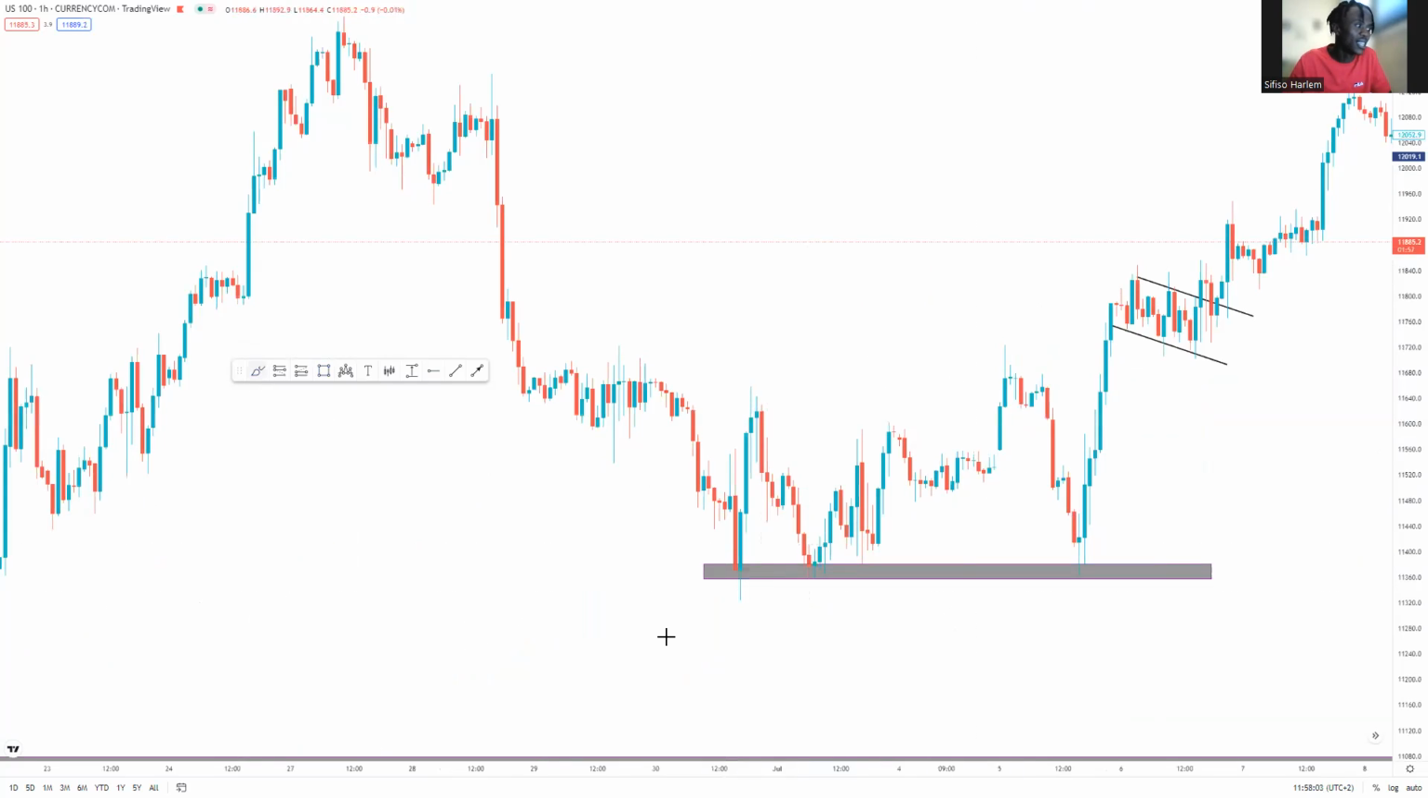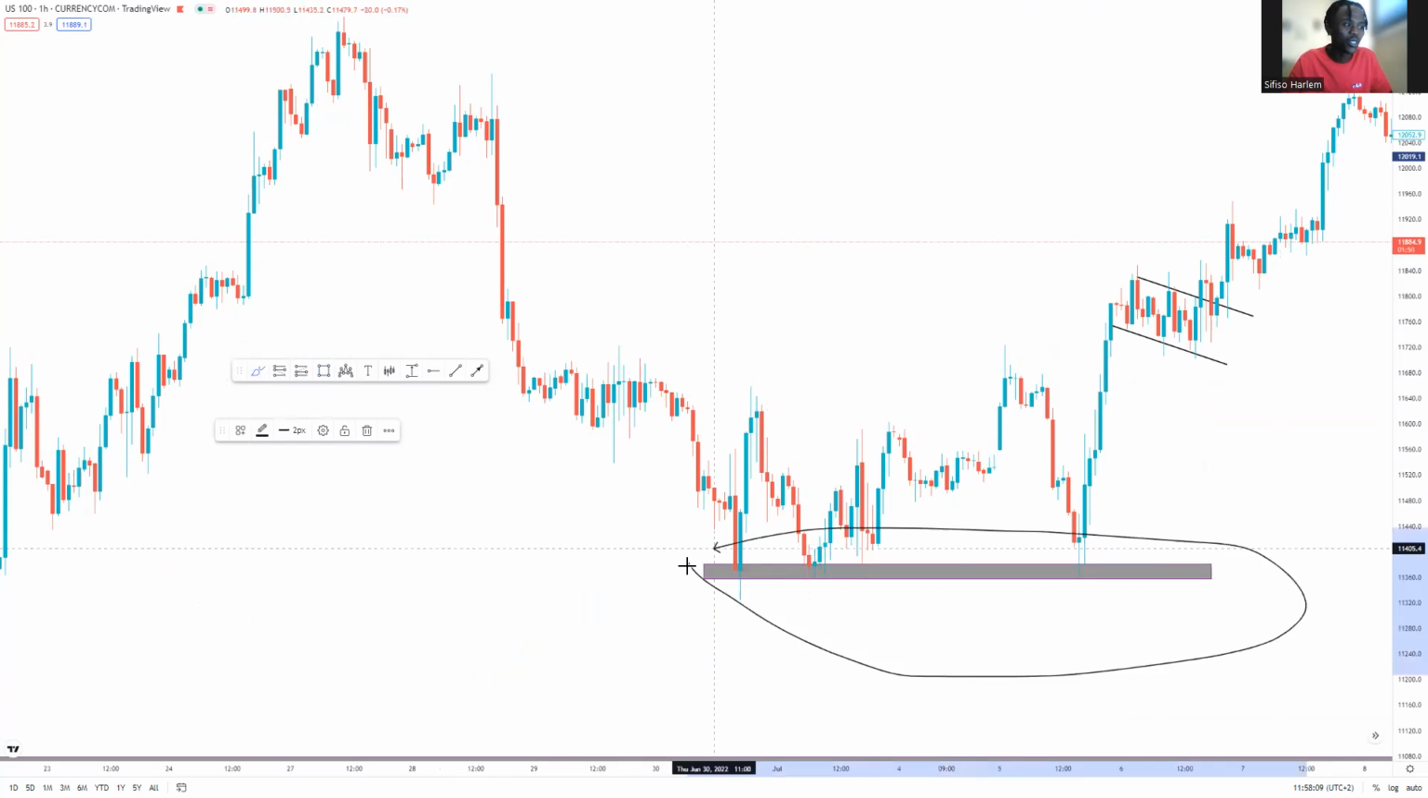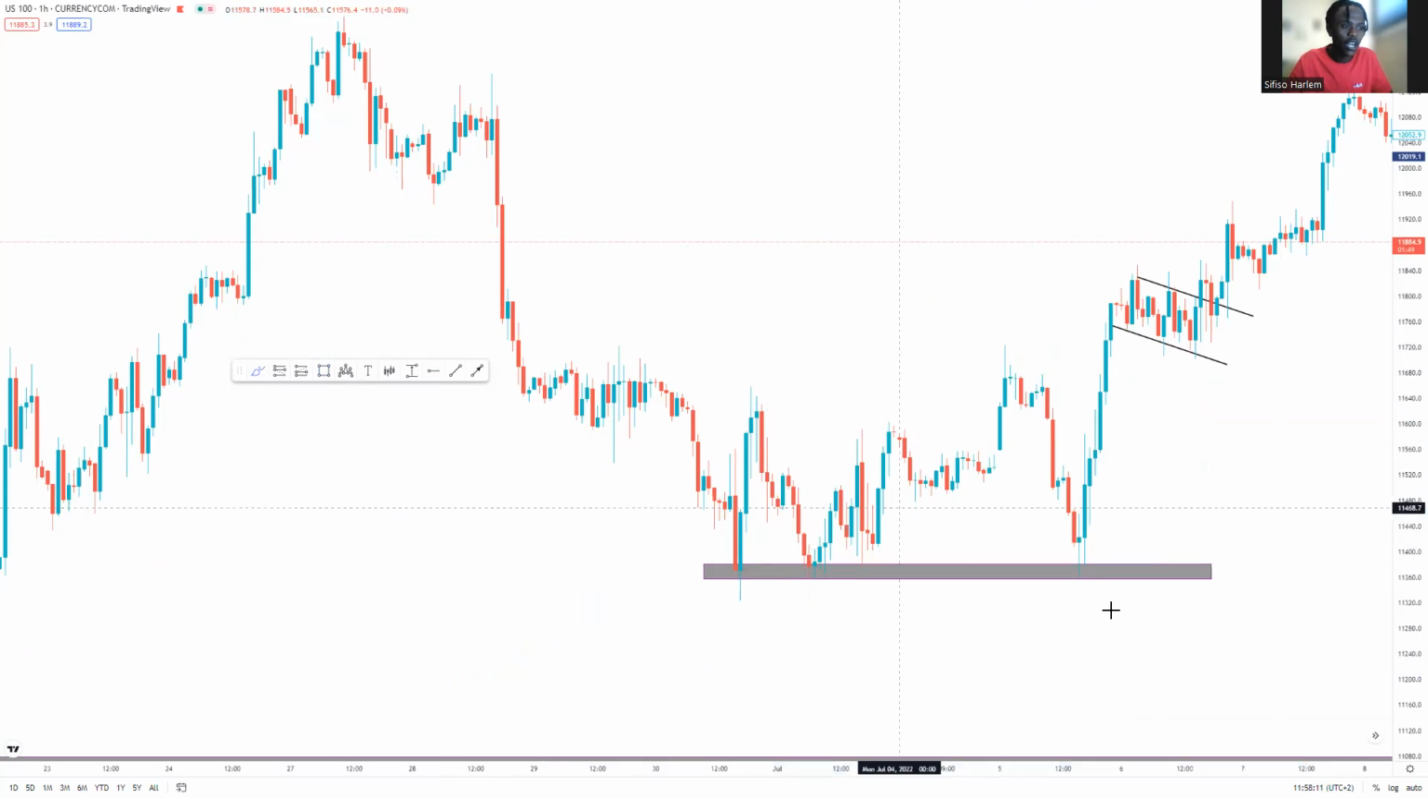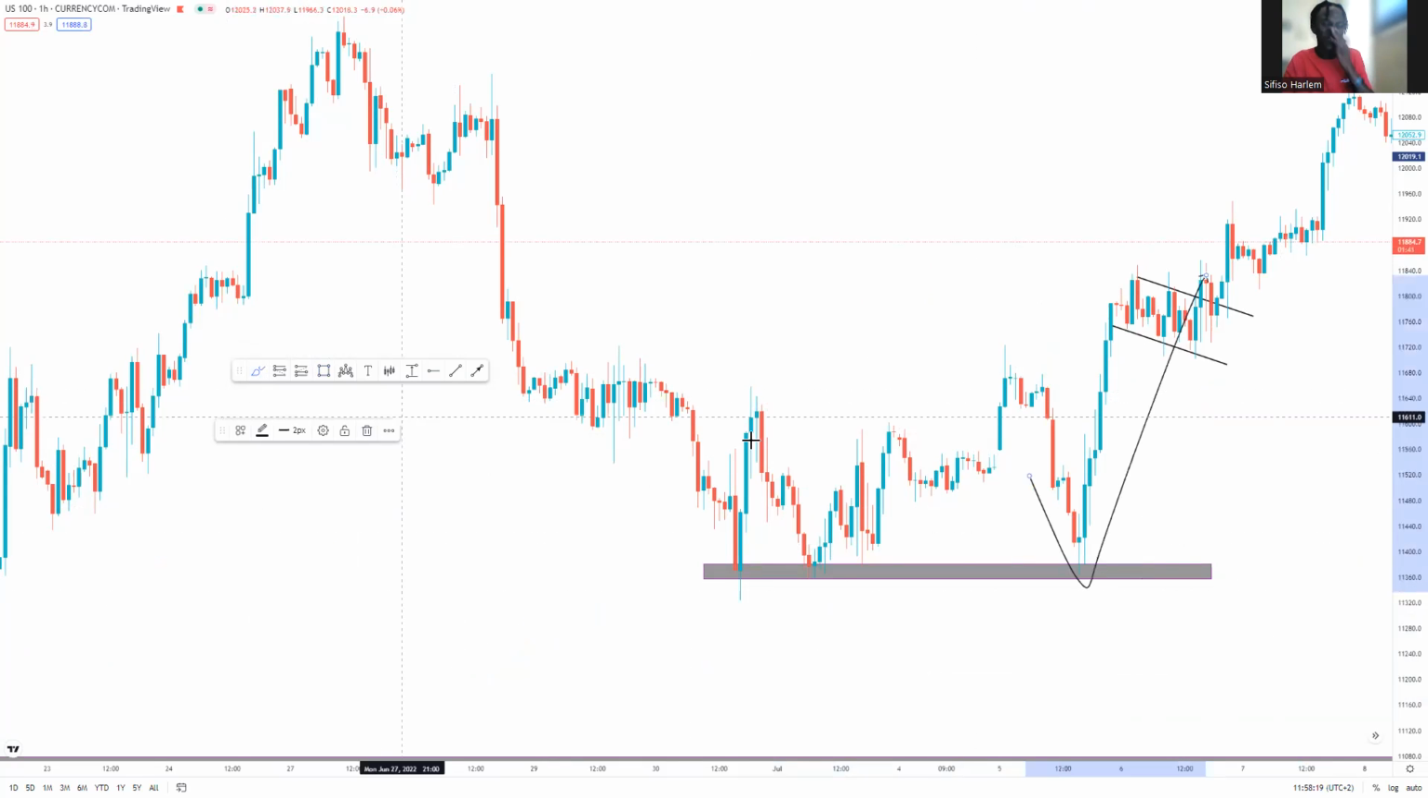But to me, in this instance, just to stay on the safe side, I just call this zone a support. If we break out, I wait for a retest and a continuation to the downside. If we fail to break, I wait for what? For a great depletion in the bullish momentum for what? A possible continuation to the upside.